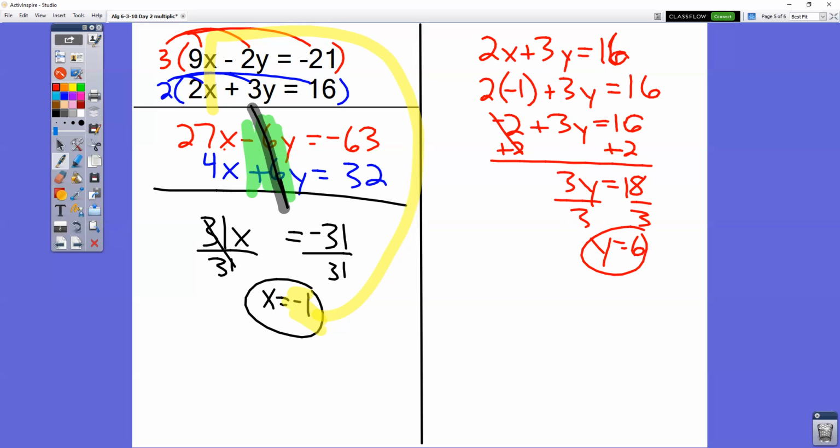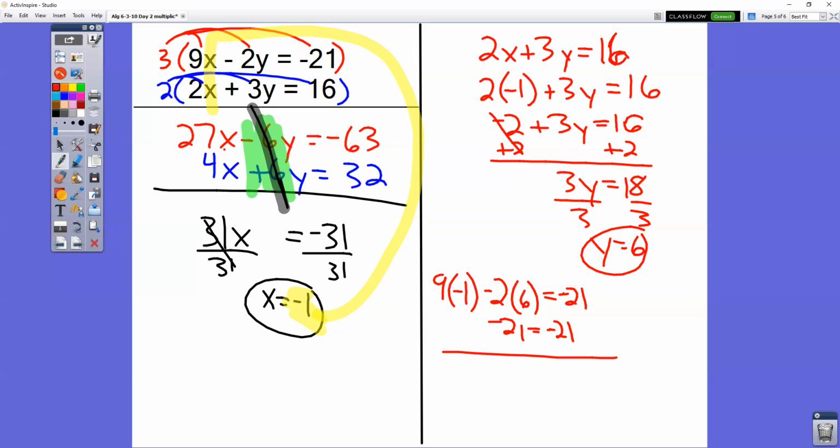If you want to do your checks, you could sub them in. In the first equation, 9 times negative 1 is negative 9, minus 2 times 6. So negative 9 minus 12 does give you negative 21, which is what we got. So that first one checks.